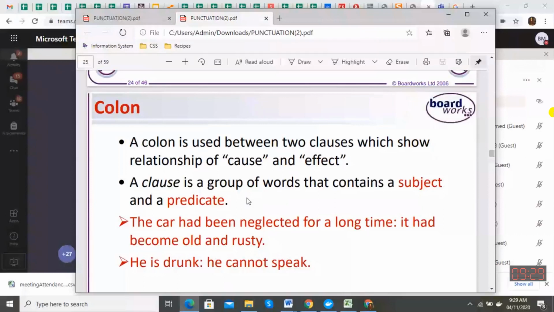There is someone already reading. जी, आप पढ़ें बेटा. The car had been neglected for a long time. It had become old and rusty. He is drunk. He cannot speak.